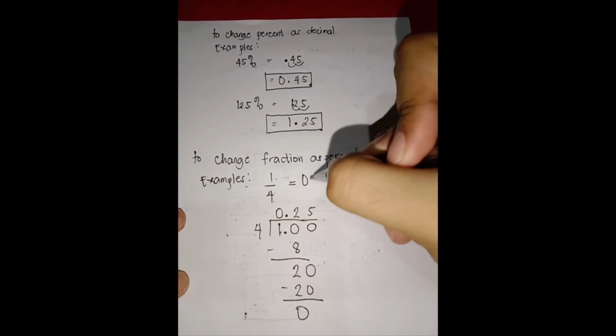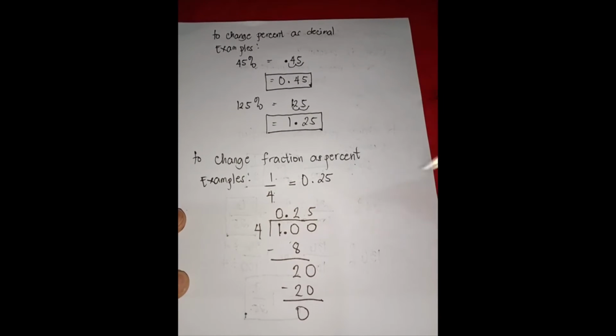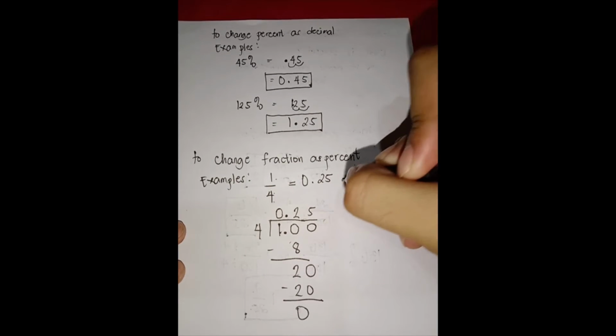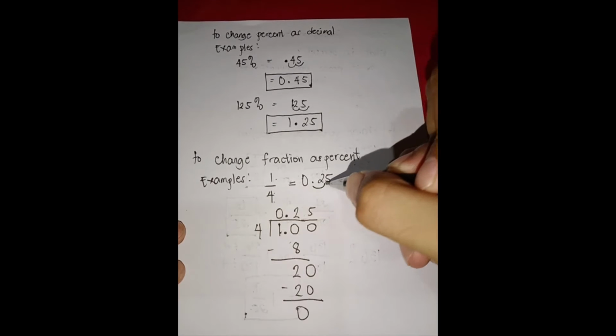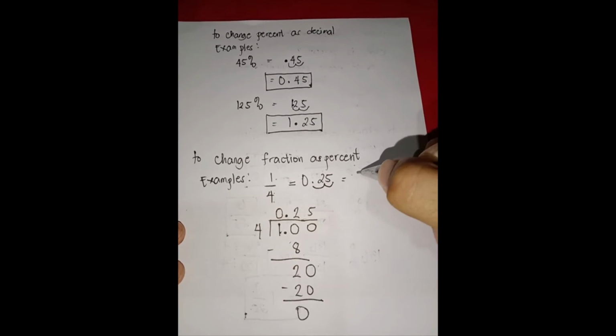0 and 25 hundredths. So, this is the first step. The next step is to move 2 decimal places to the right to change it as a percent. So, therefore, we move 1, 2. So, we have 25 and then attach the percent symbol.